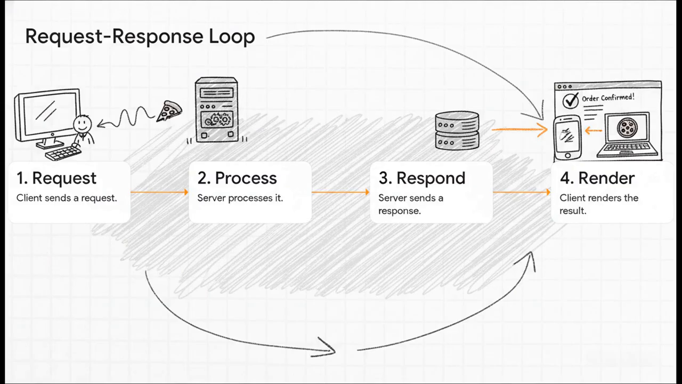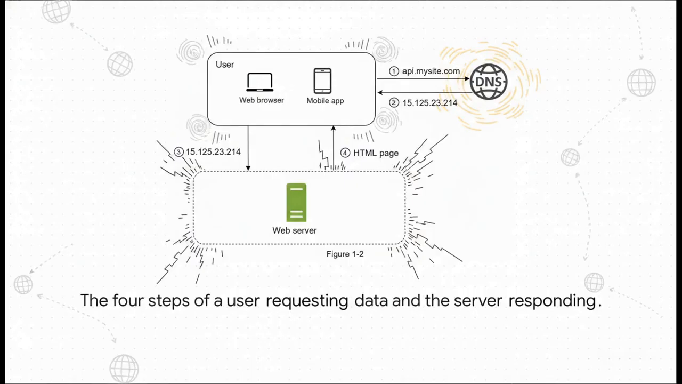And this whole interaction, it follows this really simple, kind of elegant pattern. We call it the request-response loop. You can just think of it like a four-step dance. Step 1, your phone, the client, sends a request. Hey, I want to order this pizza. Step 2, the server gets that request and does its thing. Step 3, the server sends back a response, like, yep, got it, order confirmed. And finally, step 4, your phone gets that response and shows you the result. That little confirmation screen. That's it. That's the loop, over and over again.